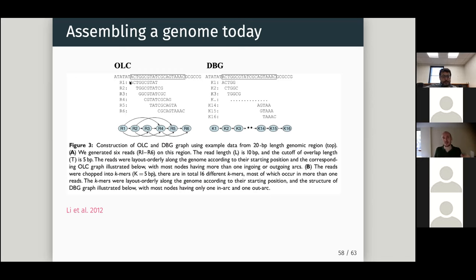But at its core, the idea is that I've generated 6 reads out of this region, and I decide that I consider an overlap between them good as long as there is at least 5 base pairs of overlap. So it means that read 1, starting from AACT, overlaps almost completely with read 2, and it also overlaps with read 3. It also overlaps with read 4, but then there is still some overlap: there are 3 bases of overlap with read 5, but no more than that. So after that, there is no more overlap.